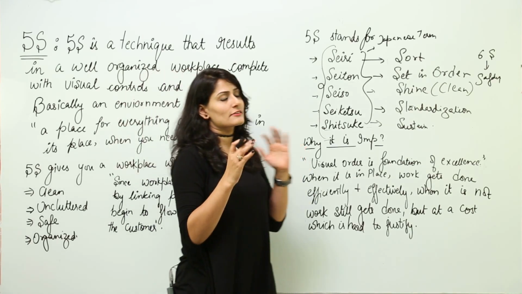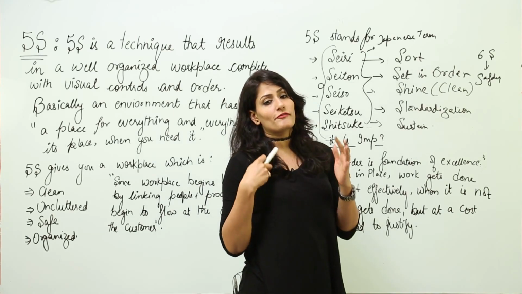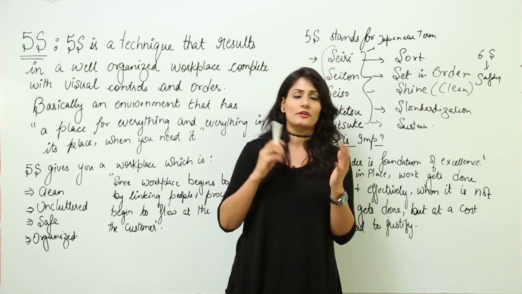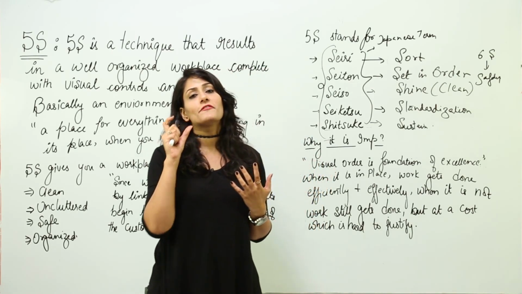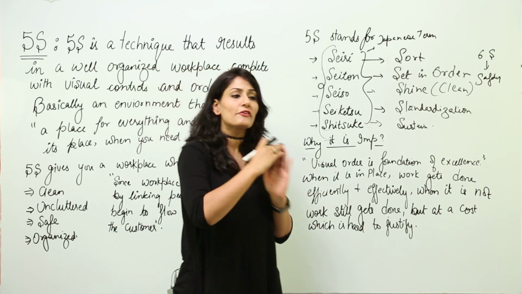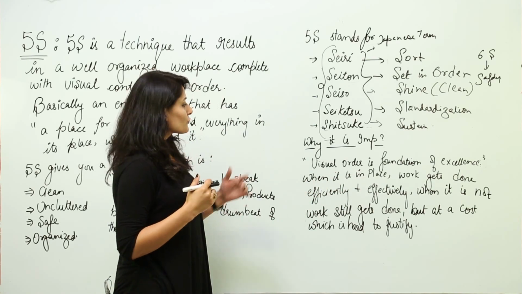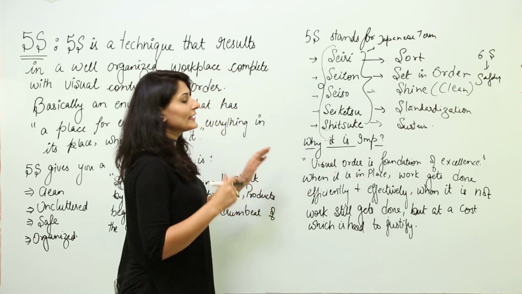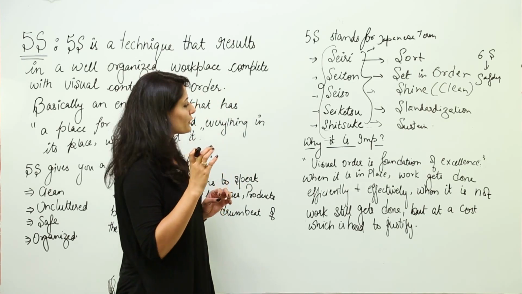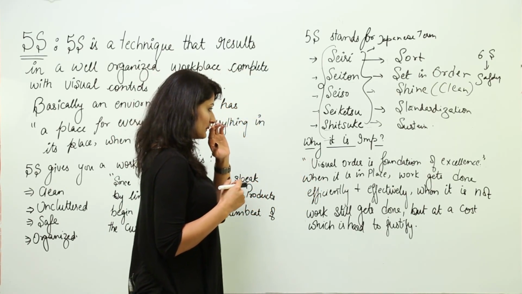So why is it important? I say that 5S is a very, very important tool. When we talk about the manufacturing sector, the service sector or the operational sector, visual order is a very, very important concept. That is, everything is in place and the work flows very smoothly. So visual order is the foundation of excellence, and when it is in place, work gets done efficiently and effectively.